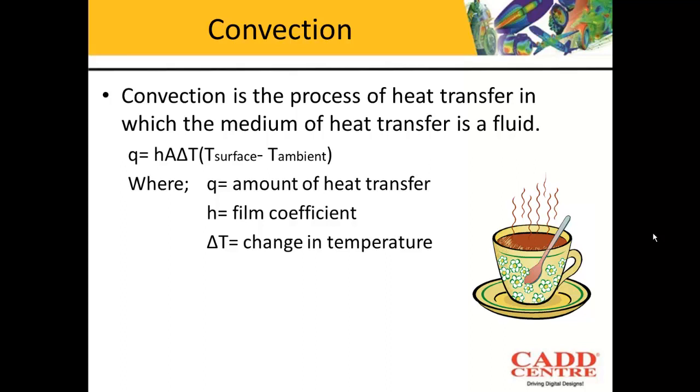When you keep a cup of tea for some time, the tea becomes cold. That is because the heat from the tea is getting transferred to the outside ambient temperature. So even that is an example of convection.